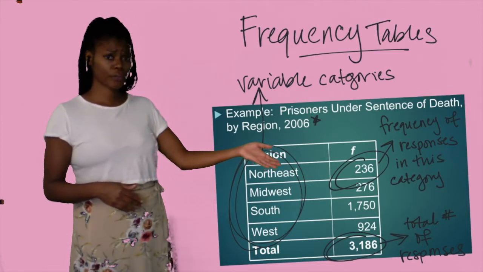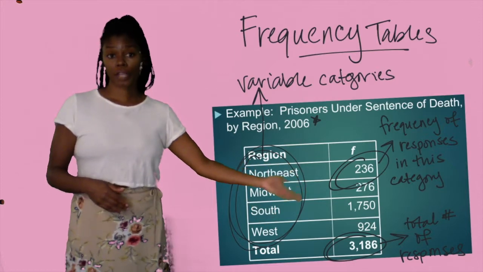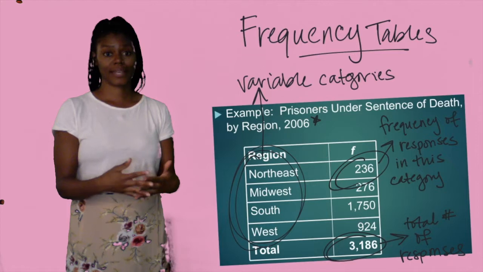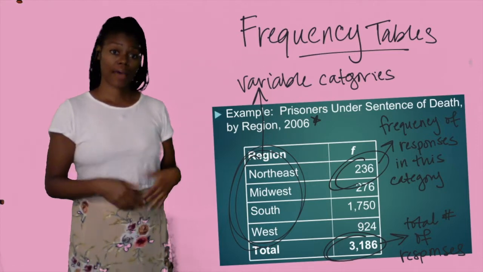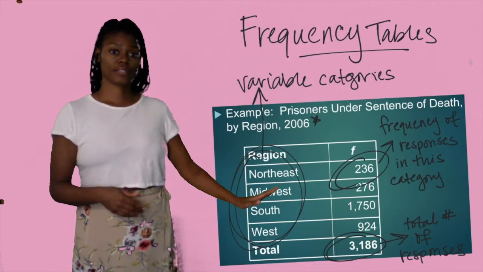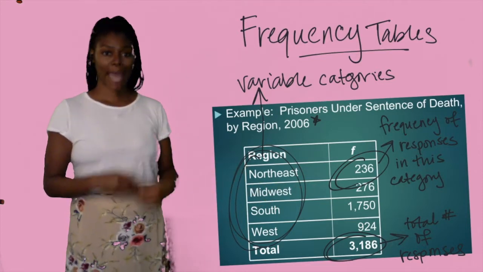You'll see here in this frequency table, we also have a total number of cases. So that's the total number of prisoners in the United States under sentence of death. It's not noted here, but generally in frequency tables, total number of cases is denoted using a capital N.